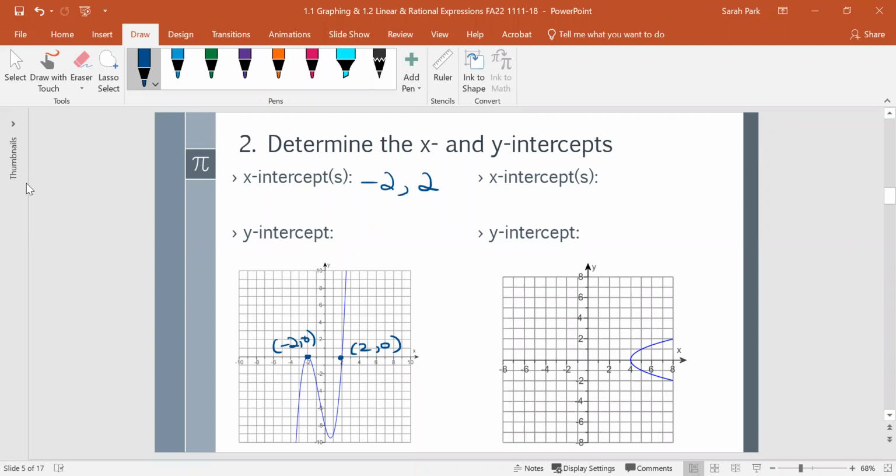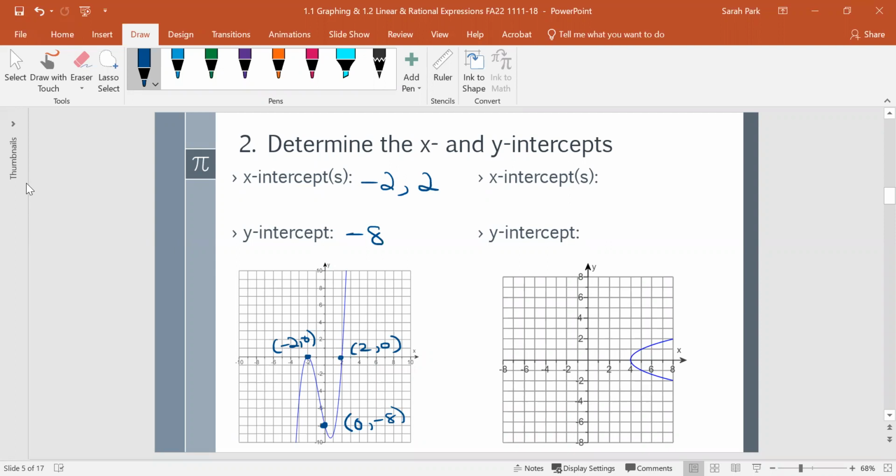For the y-intercept, it's where the graph crosses the y-axis. In this case, if I look at it carefully, I think it's (0, -8). So in my math lab, you're just going to put negative 8. But I may ask you to put the x and y intercepts as a coordinate, so make sure you know how to do it in point form.